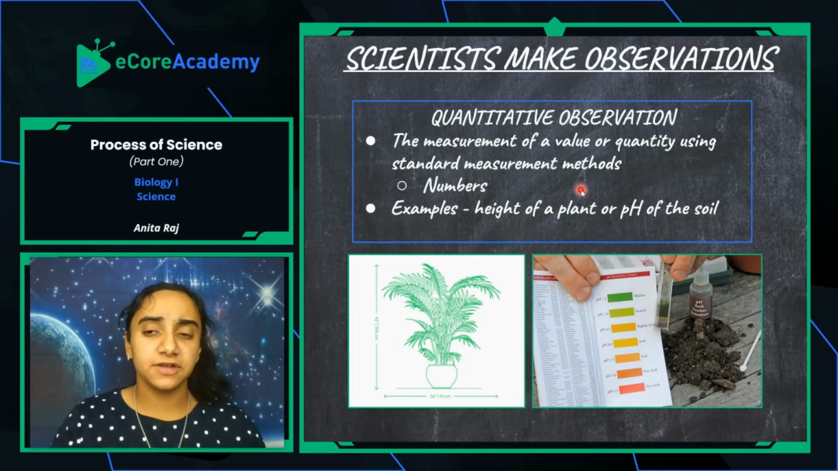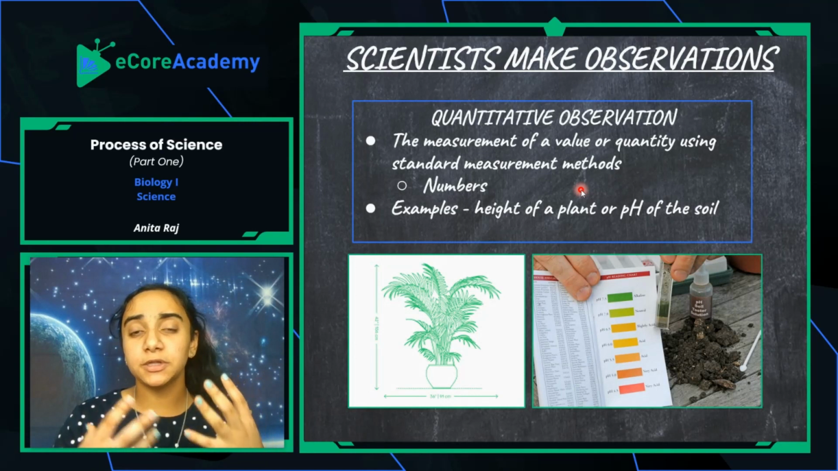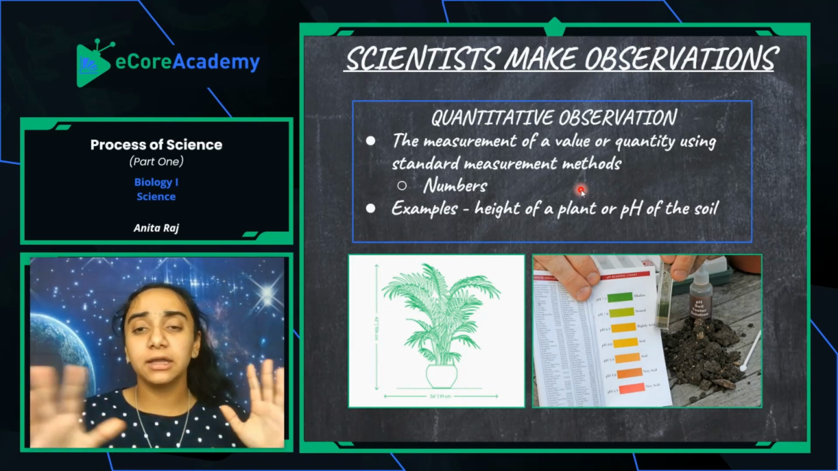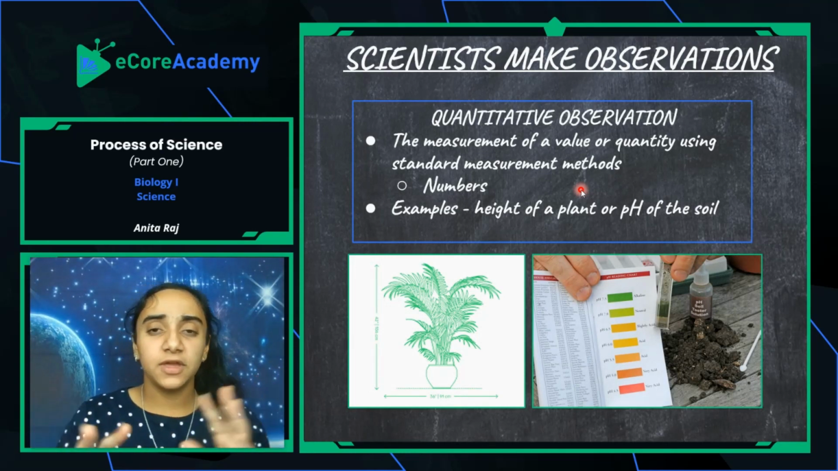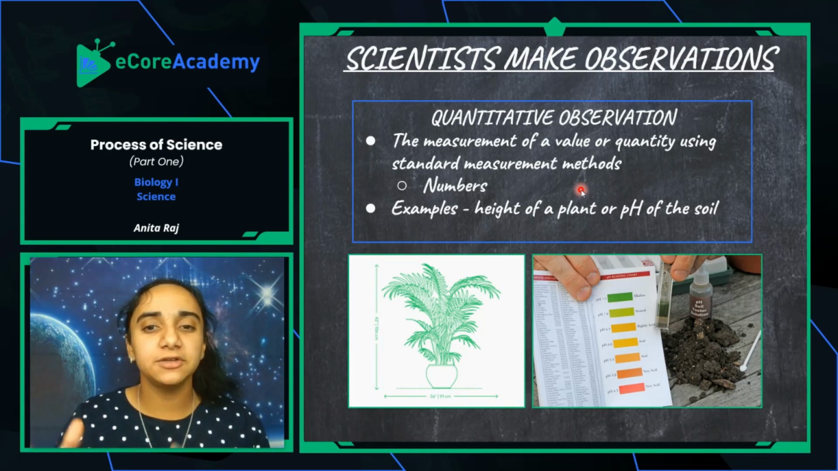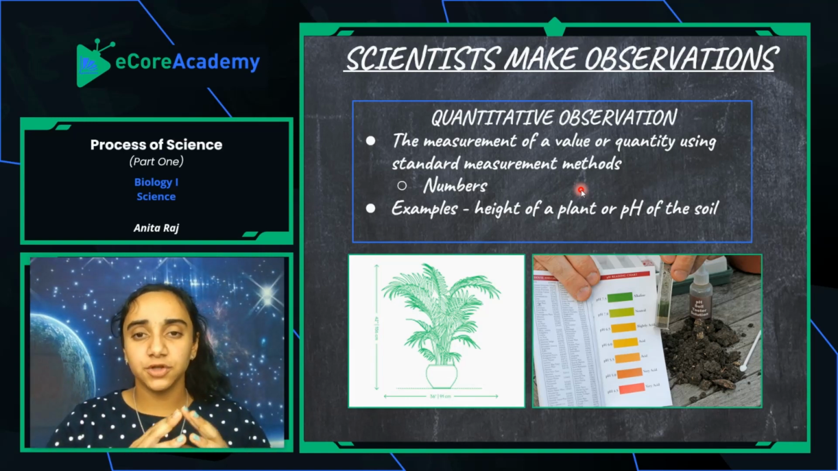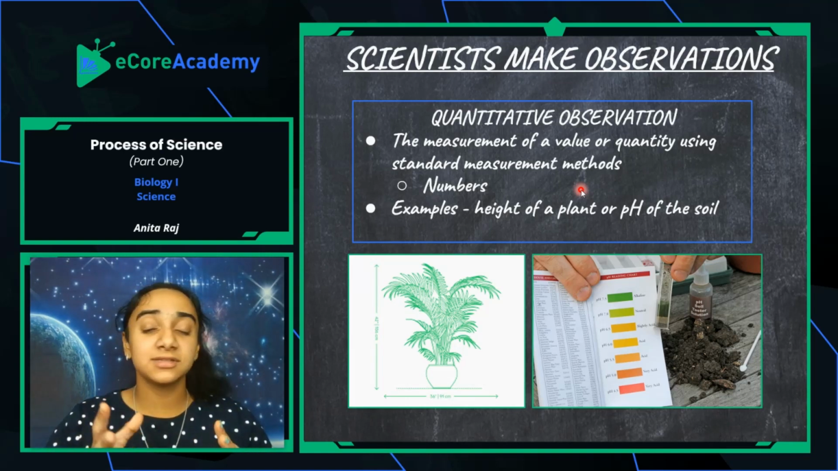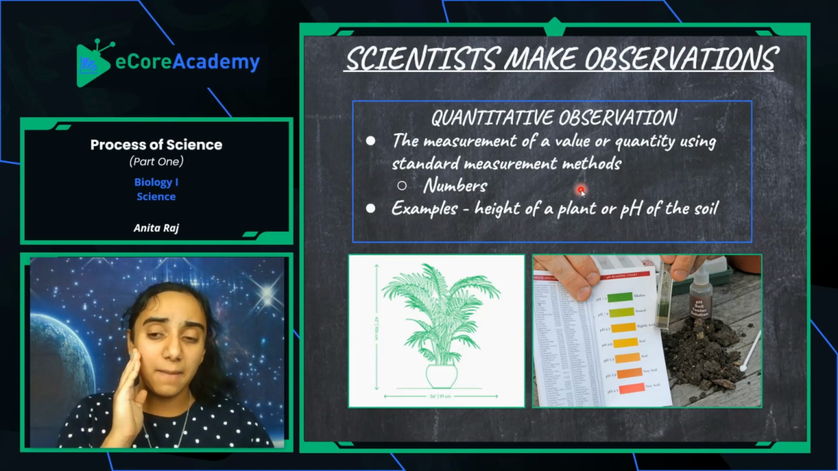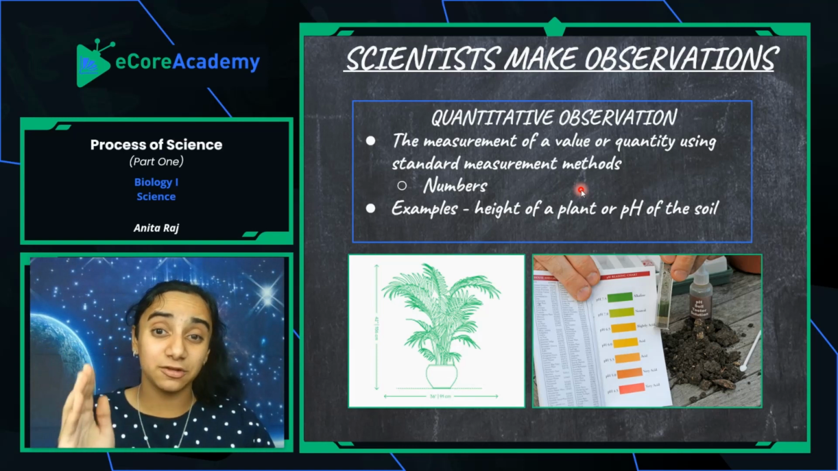If qualitative observations talk about traits of different components of your experiment that do not include numbers or measurements, then quantitative observations are going to talk about the measurement of a value or quantity using standard measurement methods. So the easiest way to remember this is quantitative. This is the same way I've been remembering these two since sixth grade.